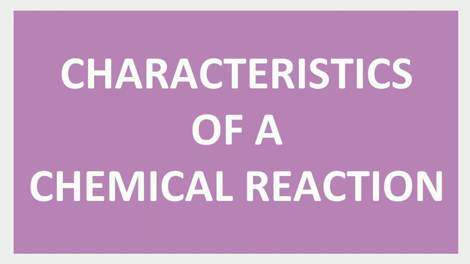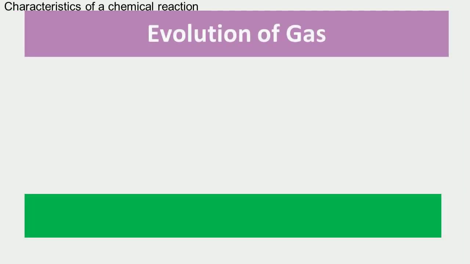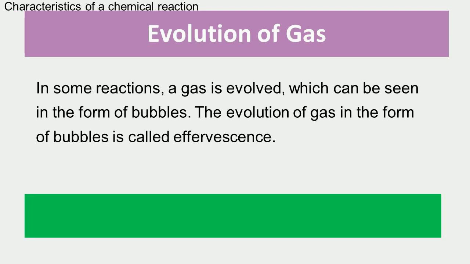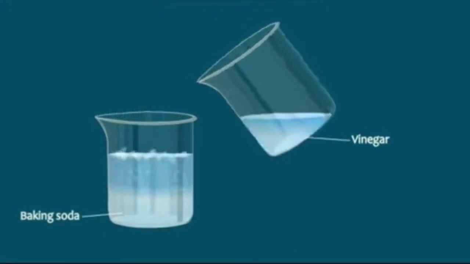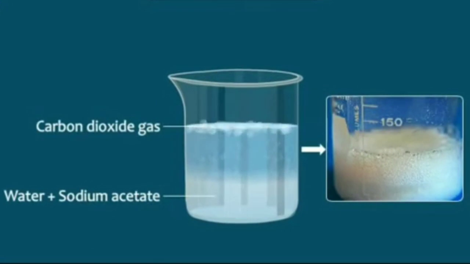The first characteristic of a chemical reaction is the evolution of gas. In some reactions, a gas is evolved which we can see in the form of bubbles. The evolution of gas in the form of bubbles with a hissing sound is called effervescence. For example, when vinegar is poured on baking soda, bubbles of carbon dioxide are formed along with water and sodium acetate.